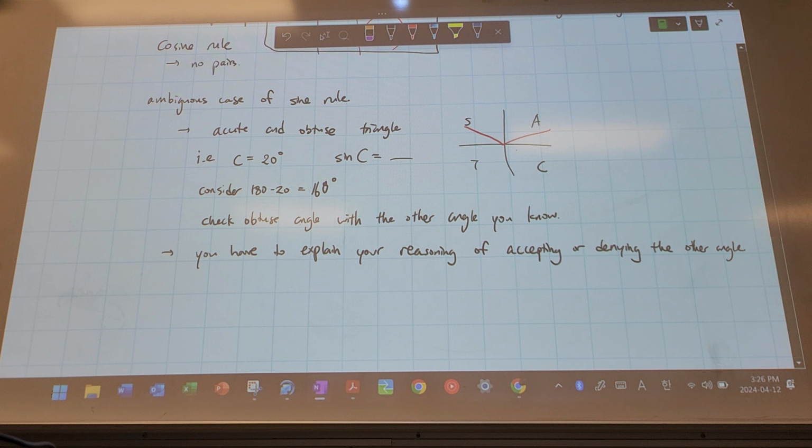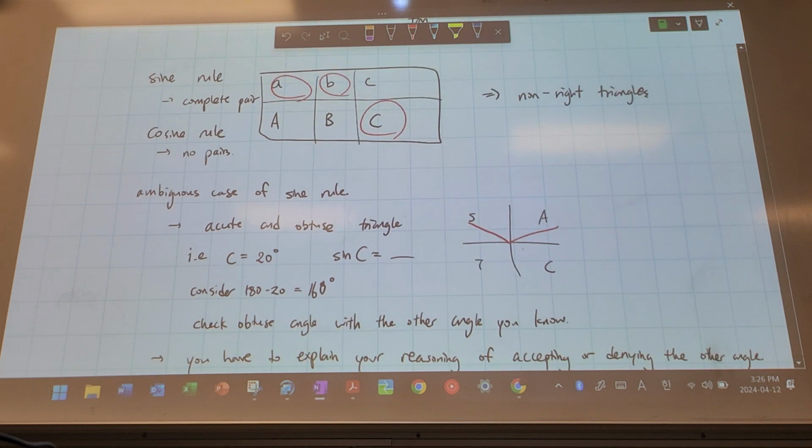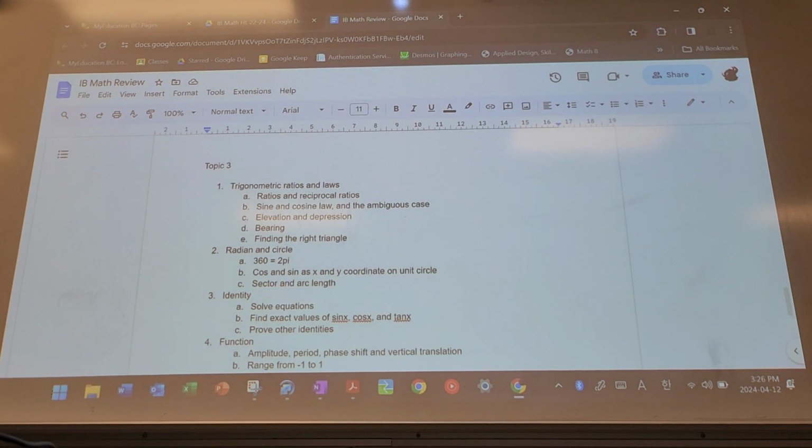Basically, why is there an ambiguous case? Because we're doing the sine of it. Sine equals something. We don't have the ambiguous case with the cosine rule, because cosine is only positive for the first quadrant and the fourth quadrant, and the fourth quadrant obviously doesn't make sense on a triangle, right? All right, I think that's about it for the ratios, and then we have to talk about the applications.